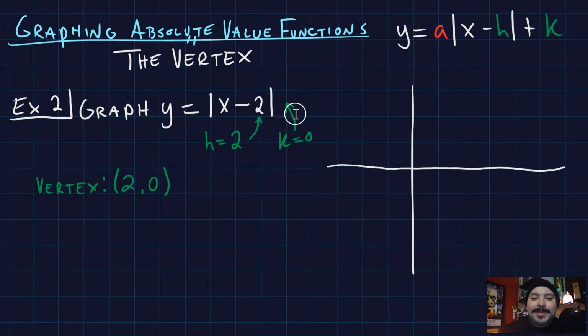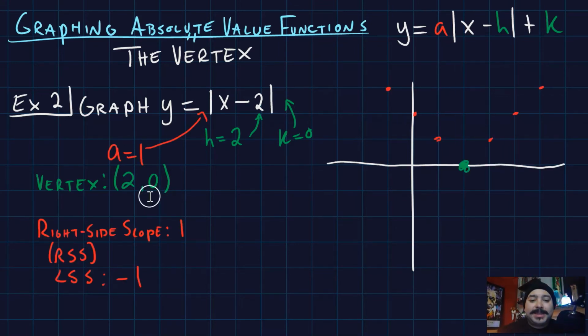In this case, k is equal to 0 because there's nothing being added outside the absolute value. So our vertex is going to be at the coordinate point 2, 0. Once again, the value of a in our equation is equal to 1, so the right side slope is also going to be 1. So I go up 1, right 1, up 1, right 1, starting with the vertex. The left side slope is negative 1, so starting with the vertex, we go up 1, left 1, up 1, left 1, and so forth. And finally, we can draw our lines through our points to graph the absolute value function.